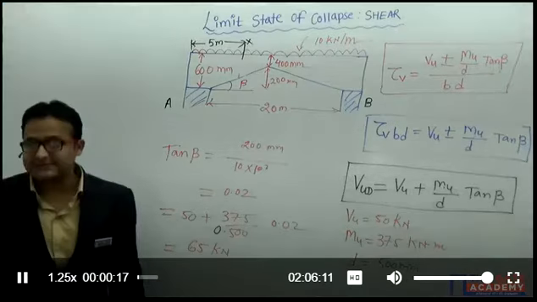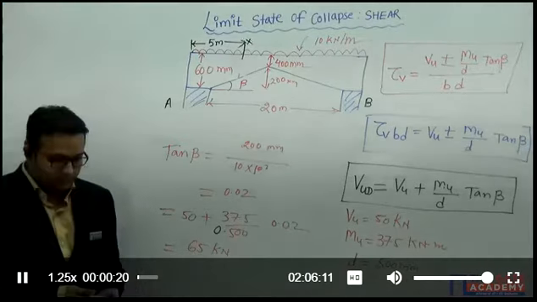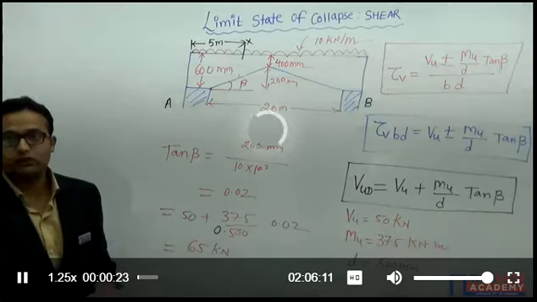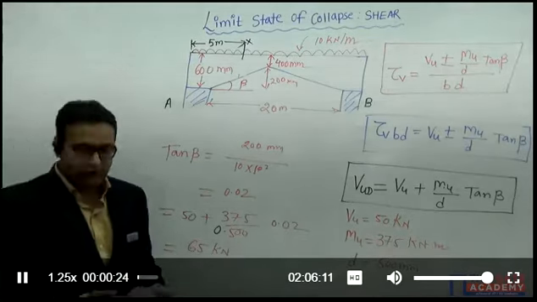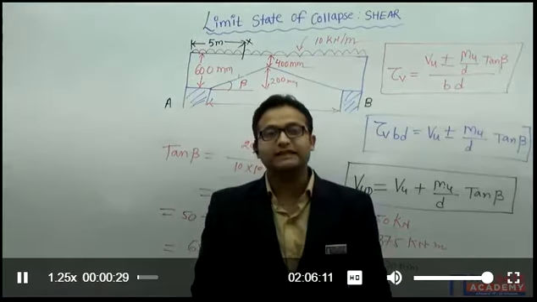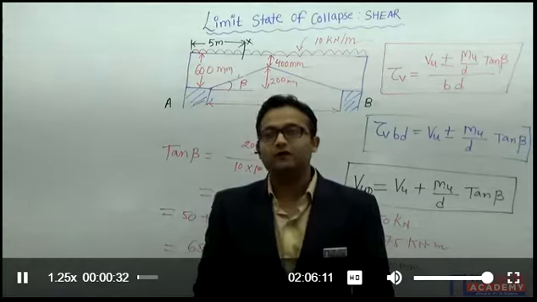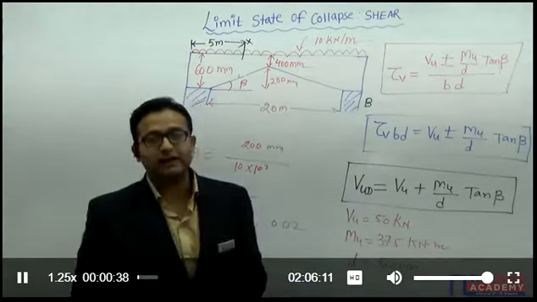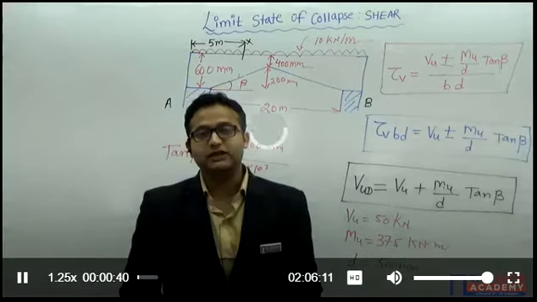Now, let's start limit state of collapse in torsion. Till now we have discussed how to design the beams for flexure, and then we have discussed how to design the beam for shear. Now we are going to start the limit state of collapse in torsion. If the torsion is coming into the picture, how we should design the beams.